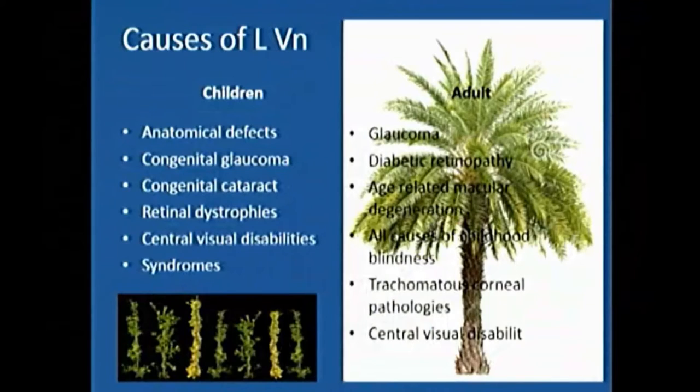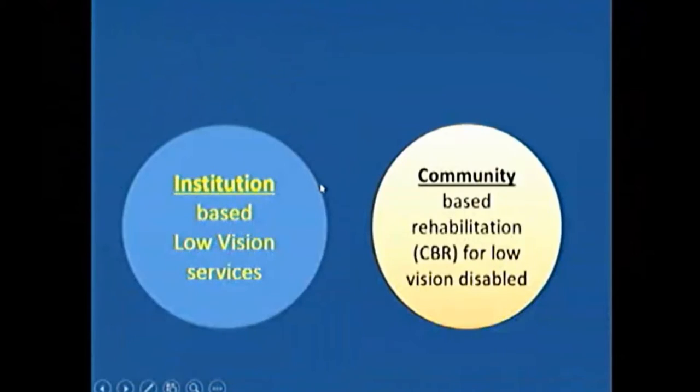There are two main groups in which low vision rehabilitation is given: children and adults. My favorite is children because they are like clay. You can mold them the way you want to mold, unlike adults who are stubborn, strict, and don't want to change their attitude and habits easily. The causes are of clinicians' importance, not for the low vision rehabilitative service giver.